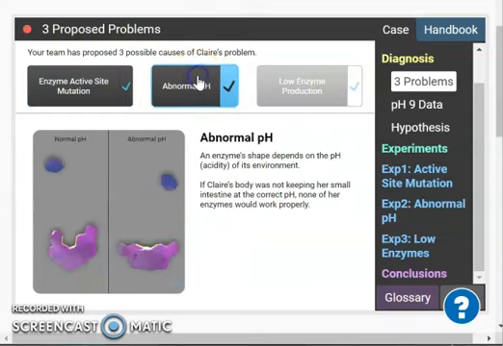Let's check our next possibility. An enzyme's shape depends on the pH of its environment. If Claire's body was not keeping her small intestine at the correct pH, none of her enzymes would work properly.